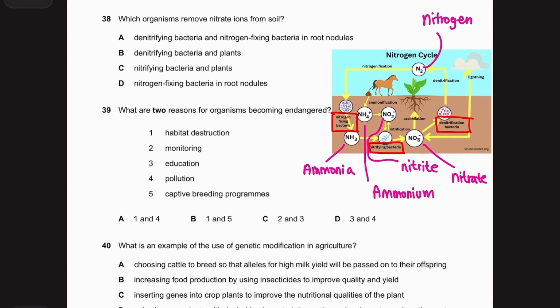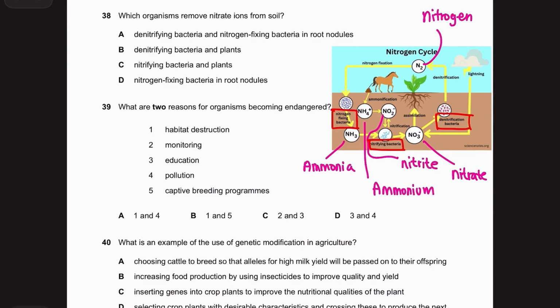Okay, so once you know that in your head, please draw that on the exam. When you go into the exam, just draw this down before you forget it, so that when you see a question like this, you can figure out right away. It says, which organism removes nitrate ions from the soil? In other words, this one here, that's nitrate, right? It gets rid of the nitrate from the soil and turns it into nitrogen gas, right? So this process is done by which bacteria? It's done by the denitrifying bacteria. So the answer is B. Get it?